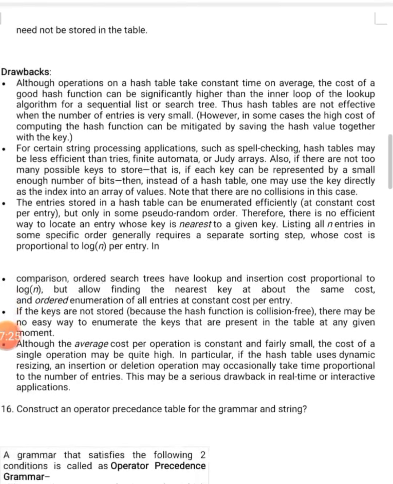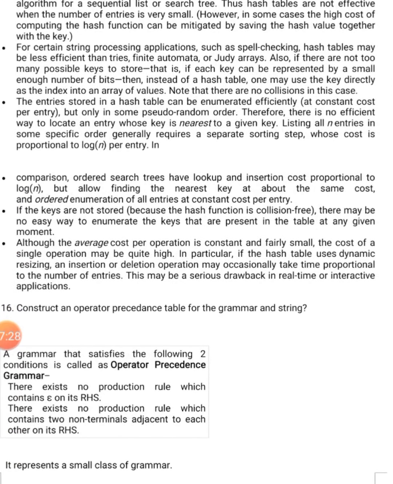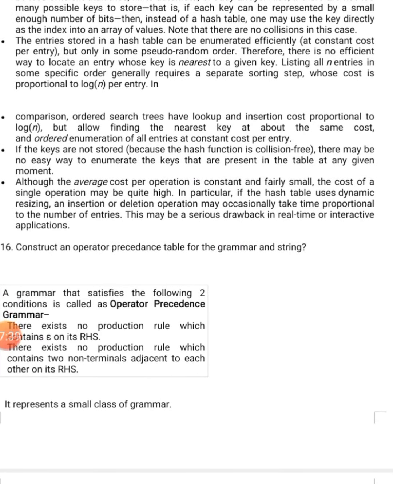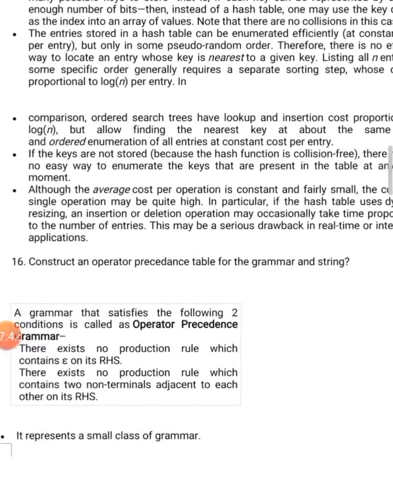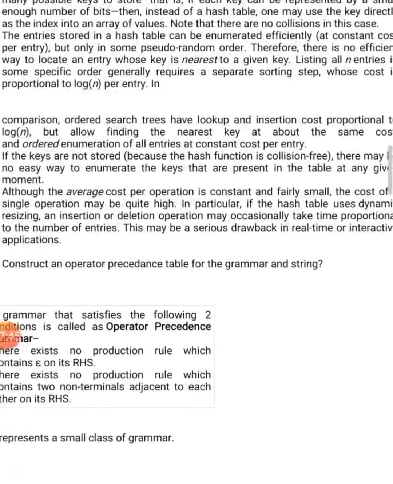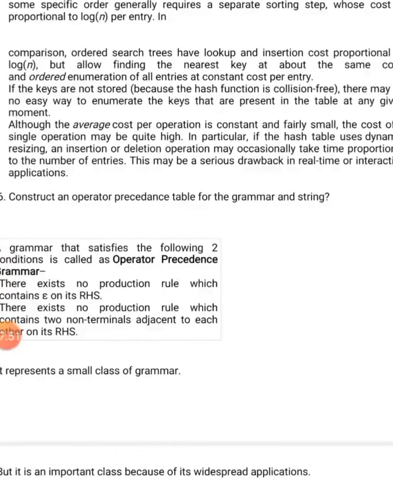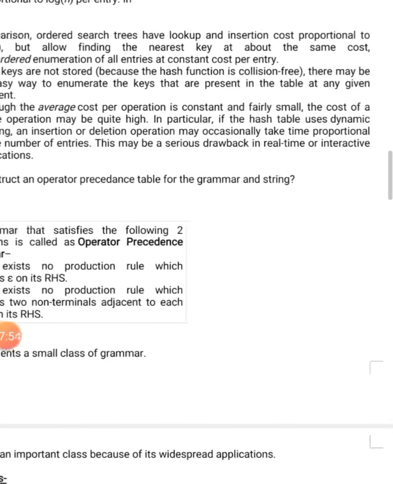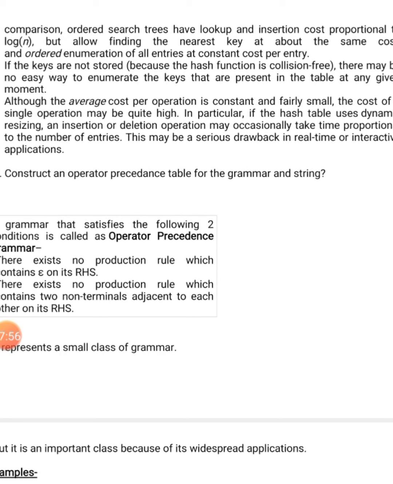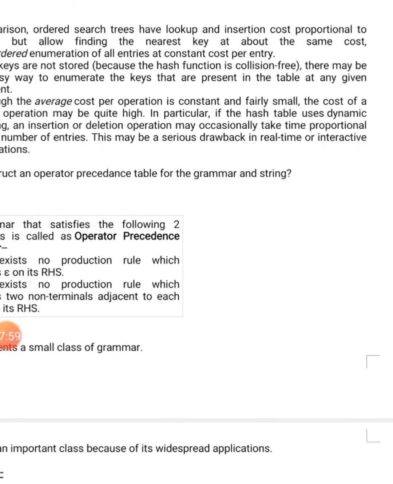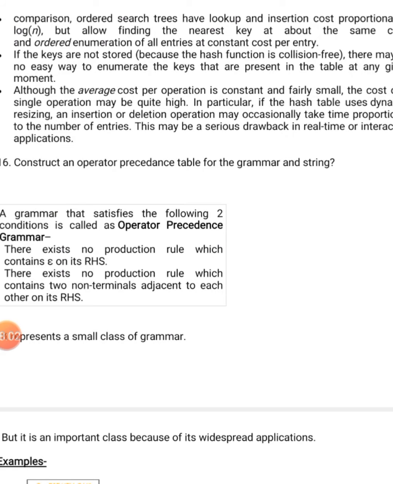Now the key drawbacks of the hash table: although operations on a hash table take constant time on average, the cost of a good hash function can be significantly higher than the inner loop of a lookup algorithm. For certain string processing applications such as spell checking, hash tables may be less efficient than tries, finite automata or Judy arrays, especially if there are not too many possible keys to store. Comparison-ordered search trees have lookup and insertion cost proportional to log of n, but allow finding a nearest key at about the same cost, and ordered enumeration of all the entries at constant cost per entry.